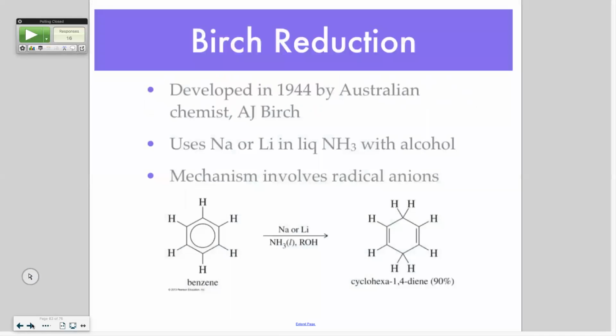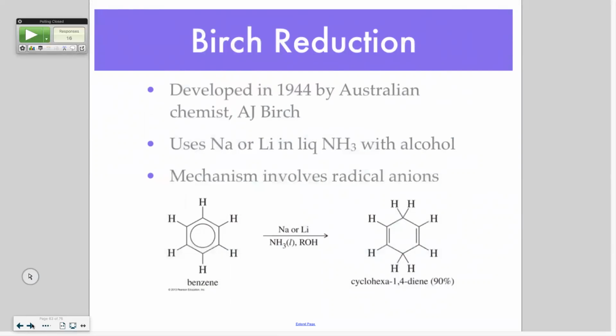Okay, so people wanted to reduce the benzene ring. They wanted to put things around it in a specific order and then reduce it down. It's an easier way to make stuff. So this Australian chemist named A.J. Birch in 1944 found that you could use sodium or lithium in liquid ammonia with an alcohol and end up reducing some of the benzene.